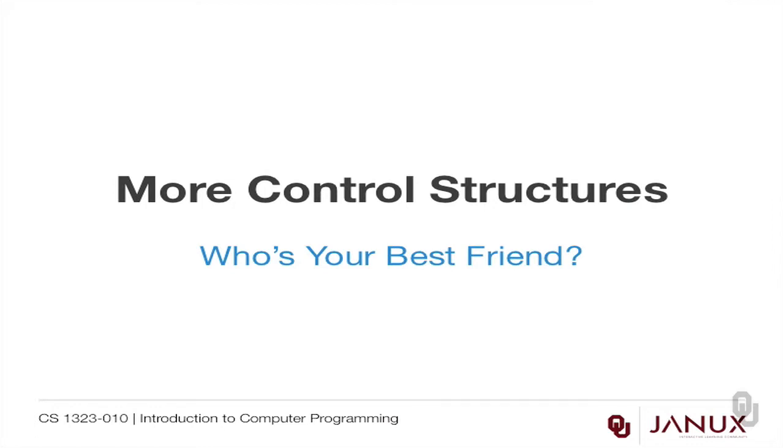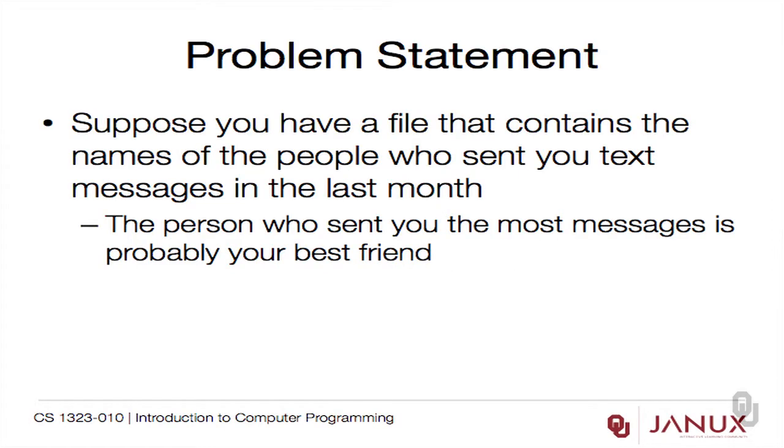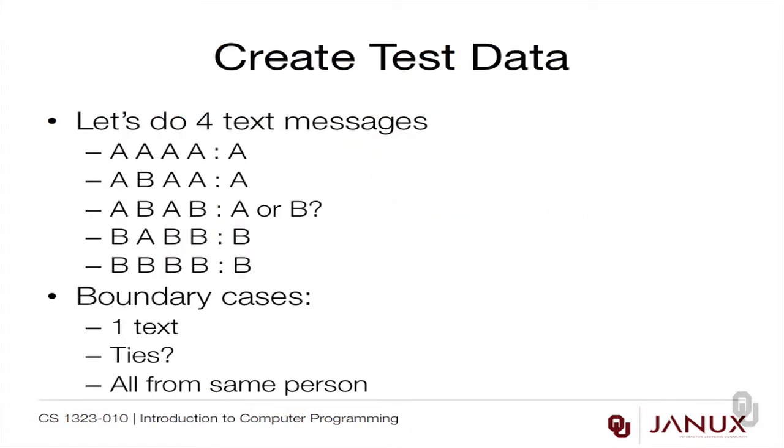So now that we know some more control structures, let's figure out who's your best friend. Suppose you have a file that contains the name of the people who sent you text messages in the last month. The person who sent you the most messages is probably your best friend. As always with programs, we're going to create the test data first.